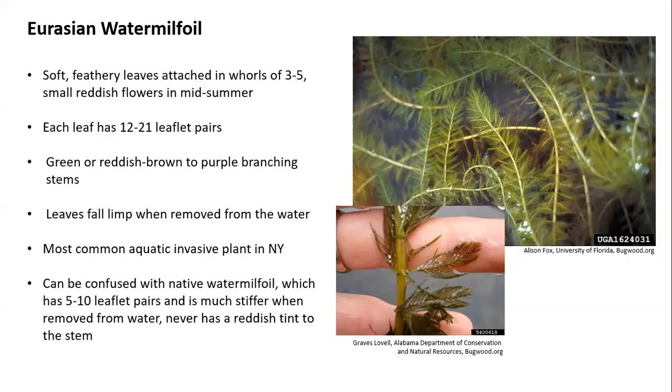And this plant can sometimes be confused with native watermilfoil, but one of the best ways to tell Eurasian watermilfoil and native milfoil apart is that the native milfoil only has 5 to 10 of those little leaflets instead of the 12 to 20. And it's also much stiffer when removed from the water. It's less likely to drop its branches down to the stems as readily as Eurasian watermilfoil. And the Eurasian watermilfoil will sometimes get that reddish tint to the stem, whereas the native milfoil, the stem is green.